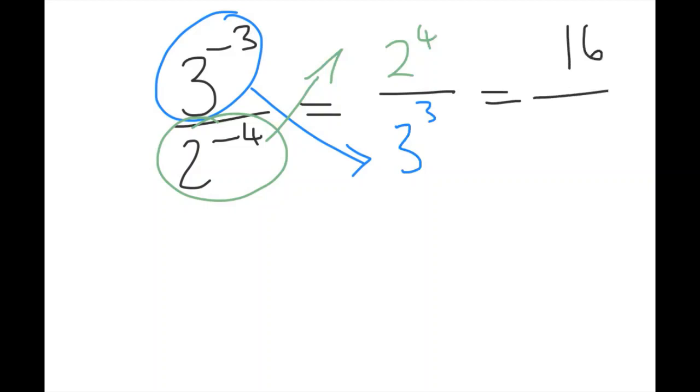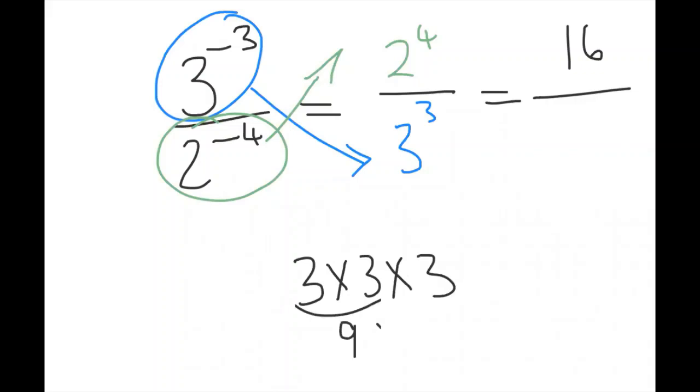At the bottom, you have 3 to the power 3, which is 3 times 3 times 3. That equals 9. 9 times 3 is 27. So then you have 16 divided by 27. I'm going to keep it like that for now. You just have to check on your page exactly how you should write it, but this is the smallest that I can write it for now.